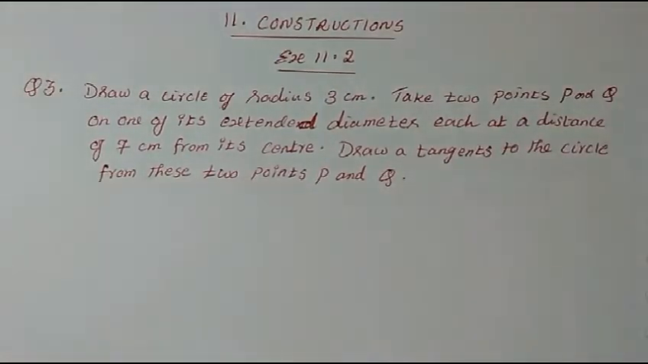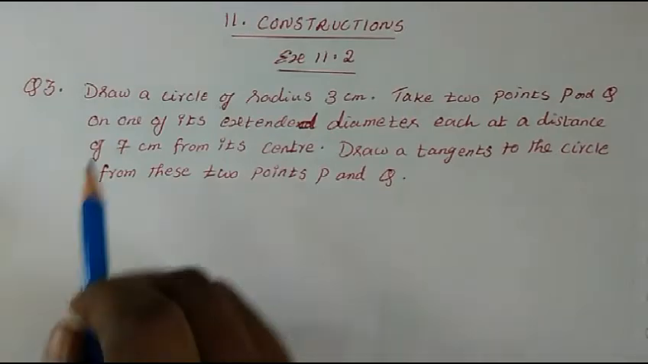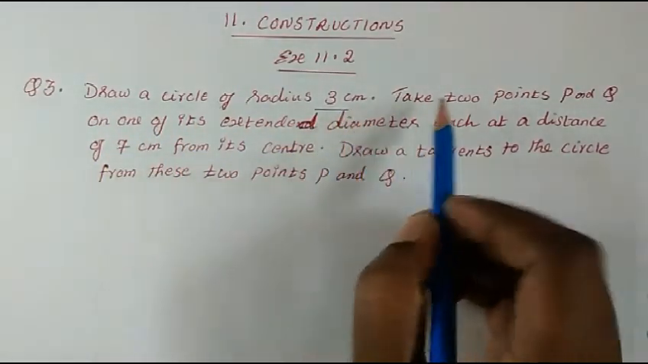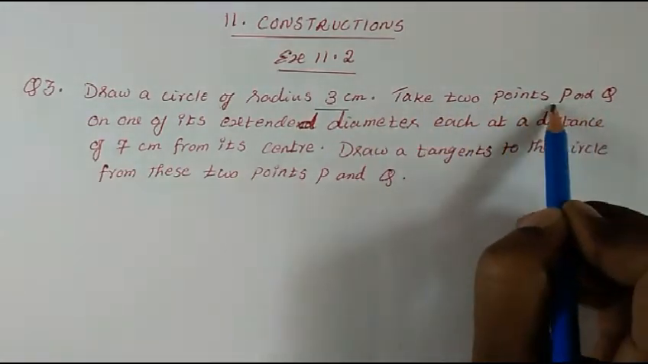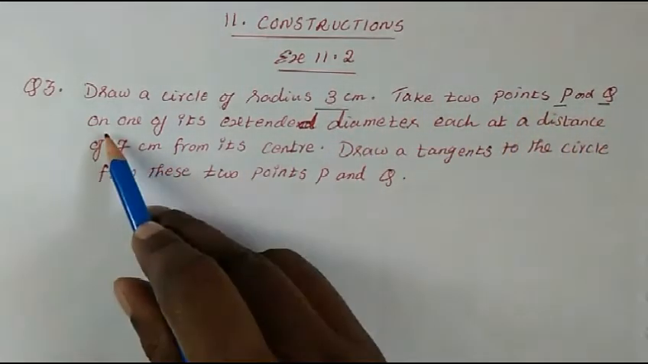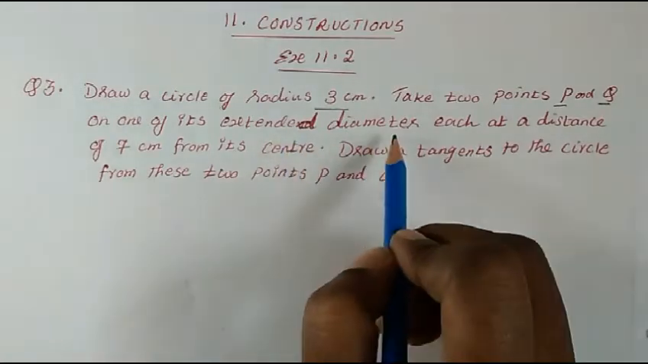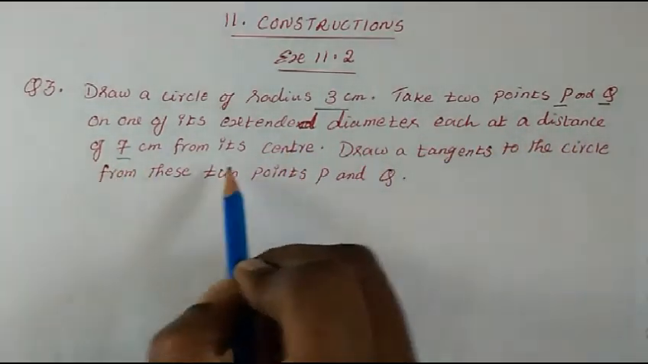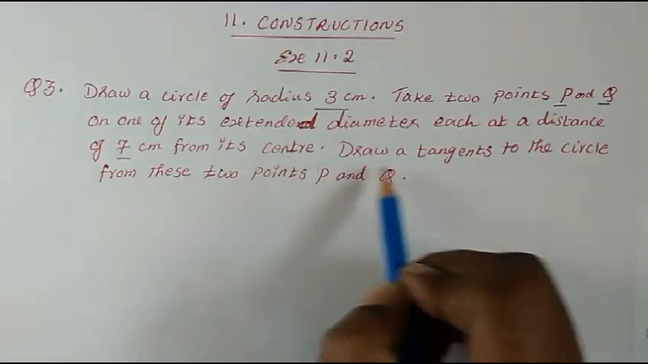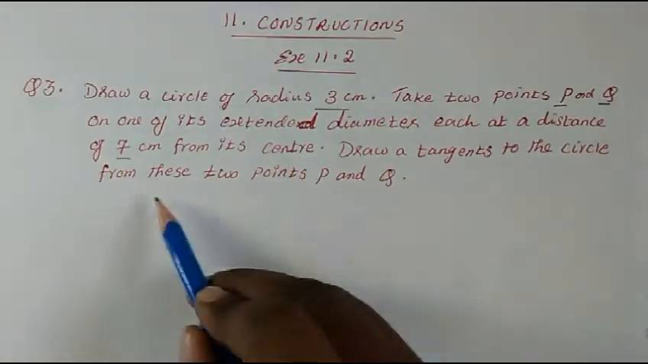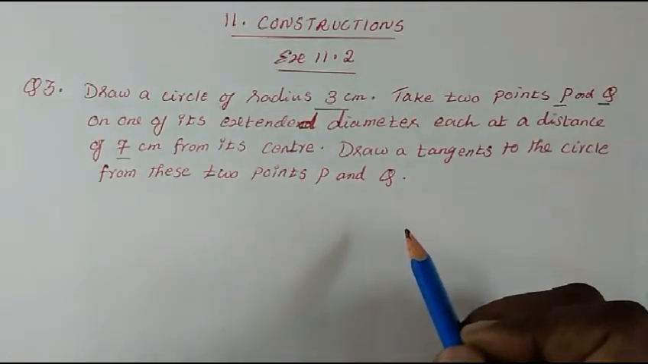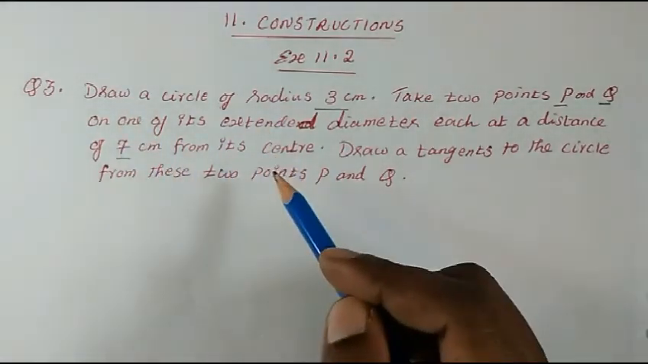Today we are going to study chapter 11 constructions, exercise 11.2 question 3. Draw a circle of radius 3 centimeter. Take 2 points P and Q on one of its extended diameter, each at a distance of 7 centimeter from its center. Draw a tangent to the circle from these 2 points P and Q. It's very easy. First, step by step, I'll explain to you.